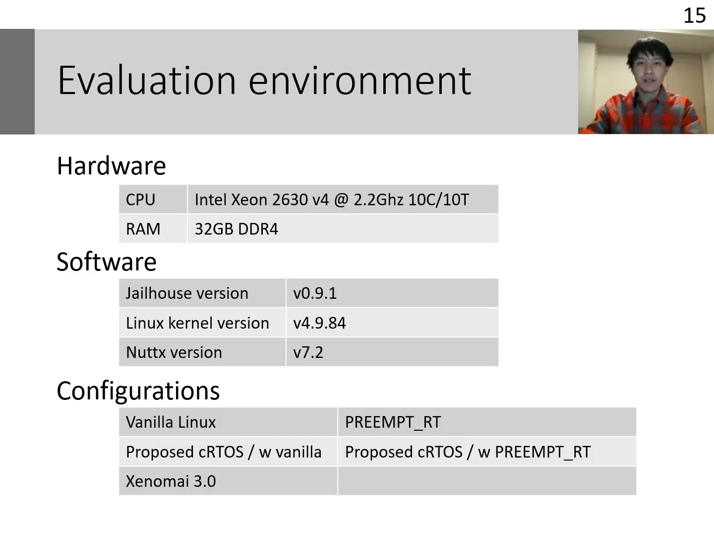Next, for the evaluation of our proposed system, we use the following environments. We use a Linux machine with the software given in the tables, and we test it against 5 different configurations, including vanilla Linux, PREEMPT_RT, our proposed system with vanilla Linux, our proposed system with PREEMPT_RT, and Xenomai 3.0.